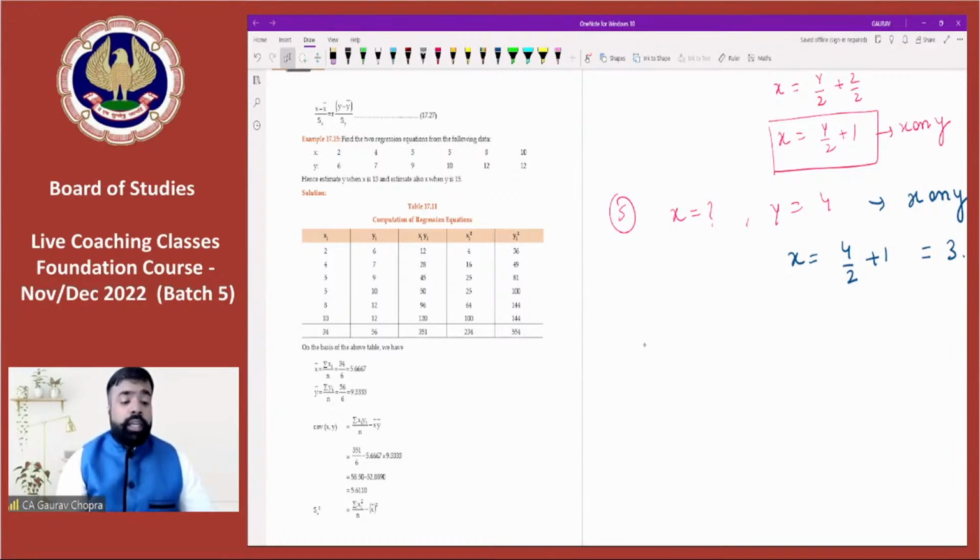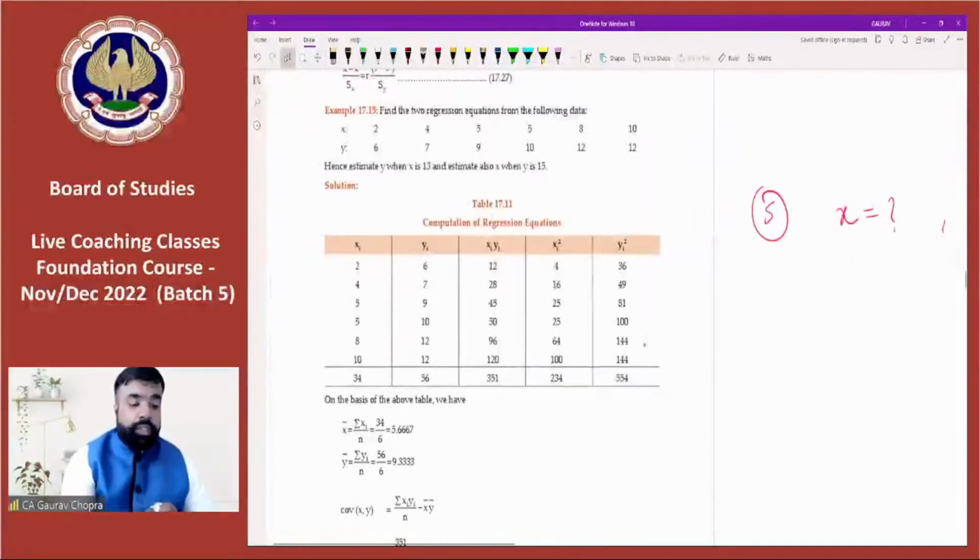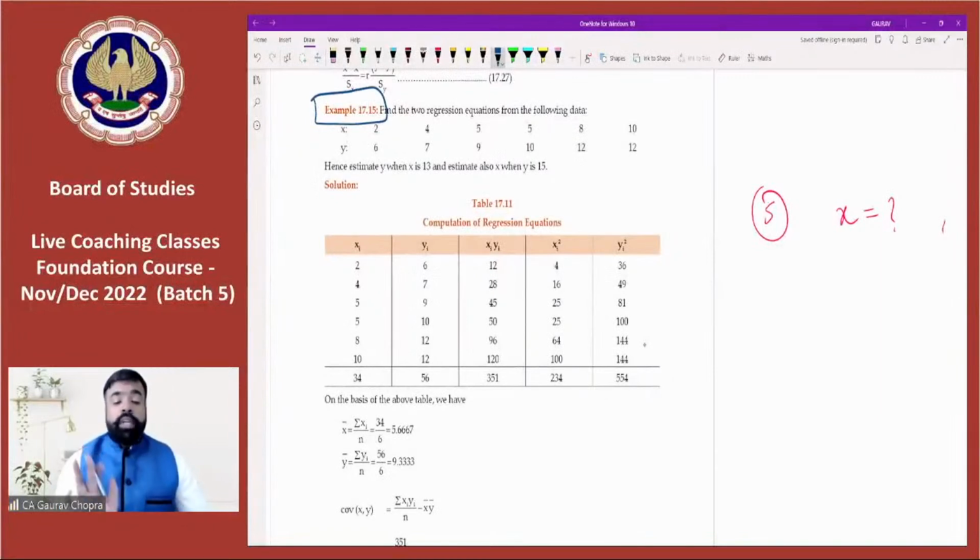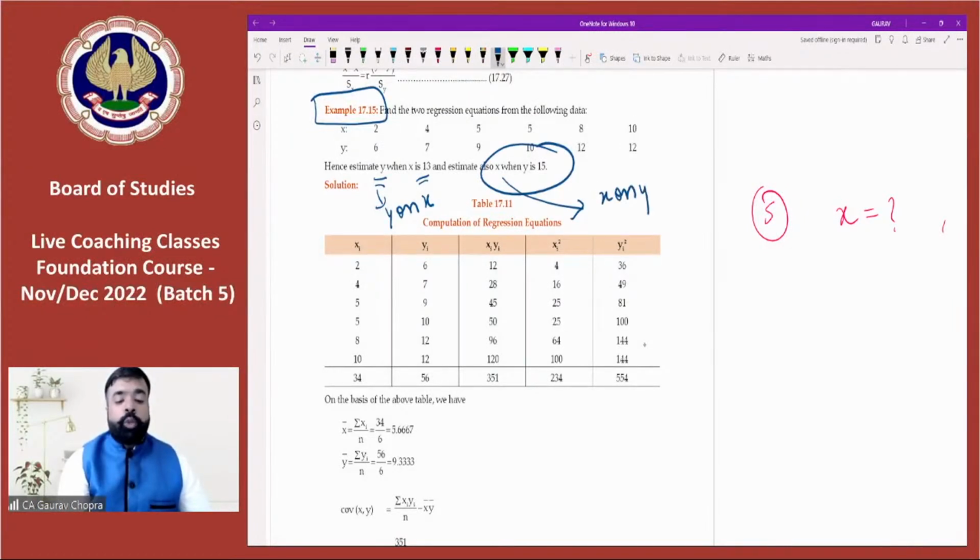So similarly, now you can try the 15th illustration. It is the same. x and y are given, and at last the question is asking to estimate the value of y when x is 13. Whenever we have to find y, use equation y on x. And secondly, if we have to estimate the value of x, then use equation x on y. So accordingly, we can use our equations.